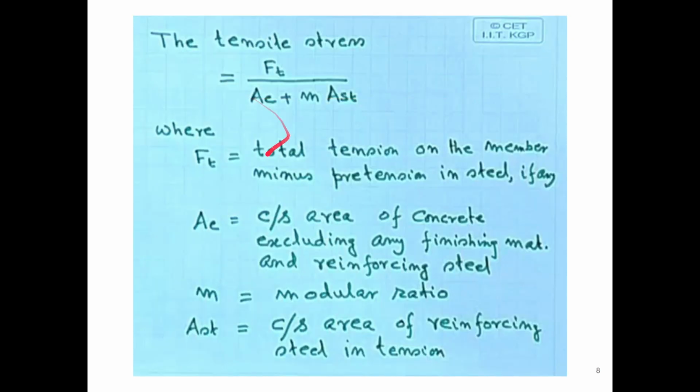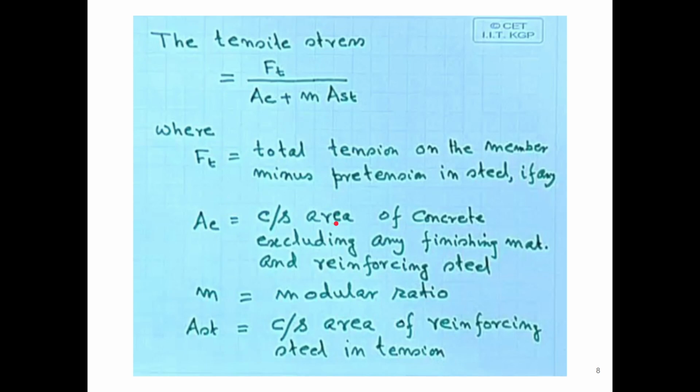As per that method, the tensile stress is equal to Ft by (Ac plus m Ast). This is as per the working stress method. Here Ft is the total tension on the member minus the pretension in steel, because that will be balanced out already during manufacturing. So that is the total tension on the member, reducing the pretension. That is the Ft value.